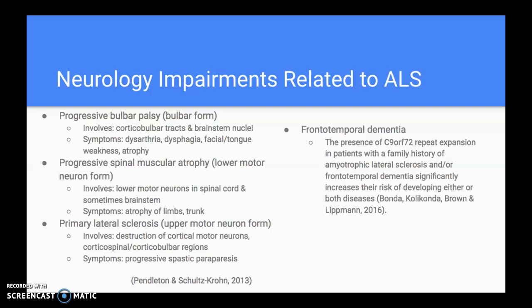Now, with the 10% of familial cases, there's also an increased risk for frontotemporal dementia. The presence of C9orf72, which makes up the larger majority of familial ALS, is present in both frontotemporal dementia and ALS, so it significantly increases the risk of developing either or both of those diseases.